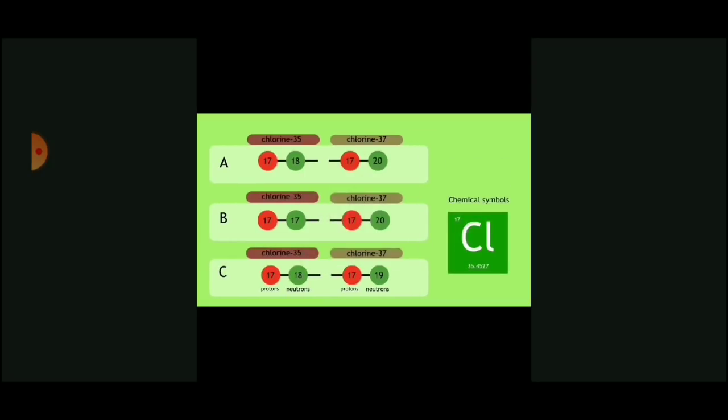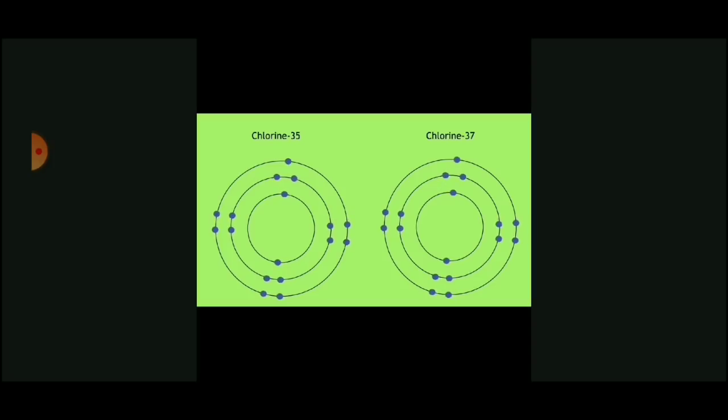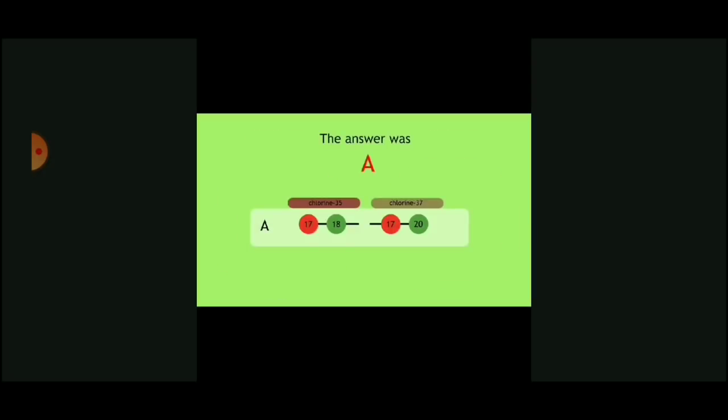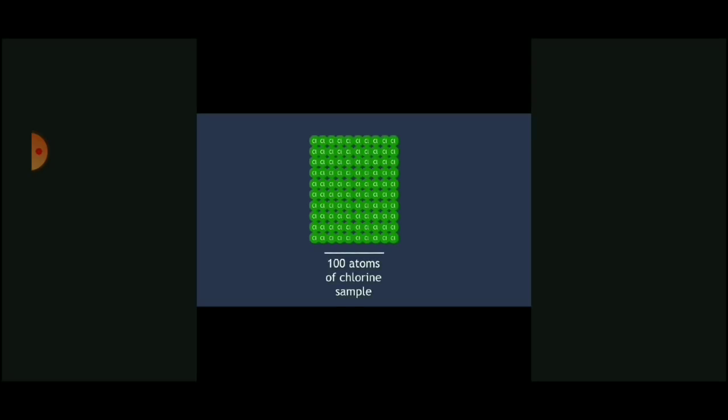To calculate, let us see the atomic structures of chlorine-35 and chlorine-37. In chlorine-35 you have 17 protons plus 18 neutrons. In chlorine-37, 17 protons plus 20 neutrons. So your answer A is correct. Did you get it right? Now let us take a chlorine sample of 100 atoms.